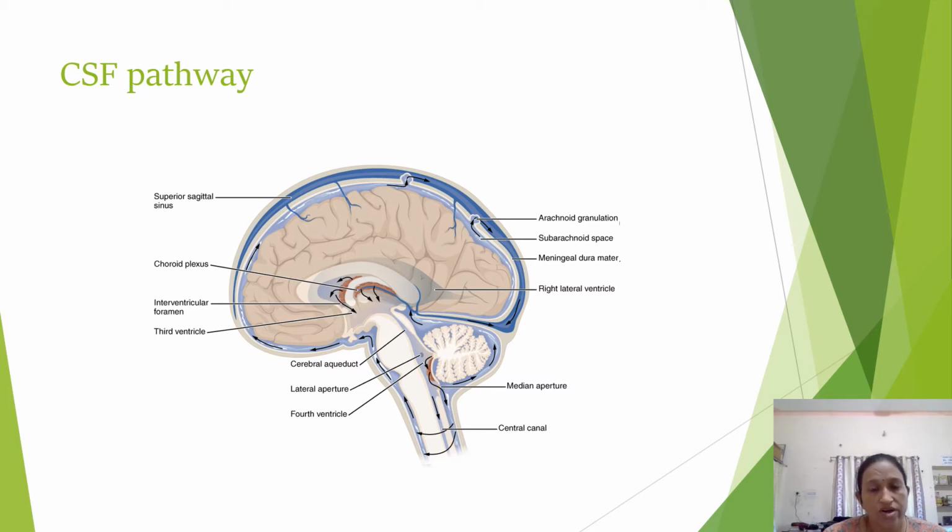So what happens in hydrocephalus? Either there is increased production of the CSF, that is choroid plexuses are secreting more and more of the CSF, or there is obstruction anywhere in this pathway, means from ventricles to the granulations. If there is any obstruction in the pathway of CSF, then both these conditions, that is increased production or problem in the drainage, leads to features of hydrocephalus.